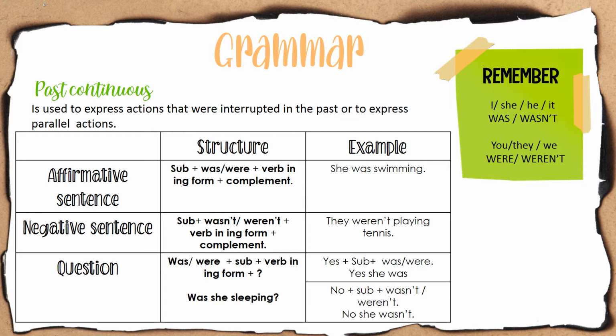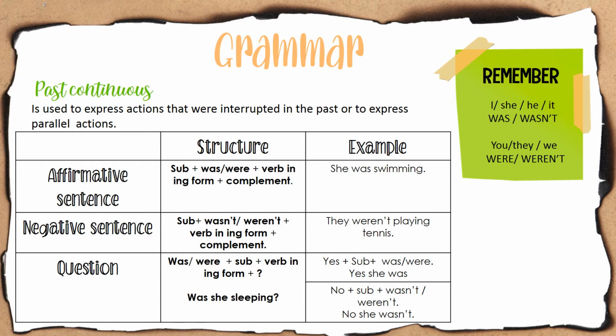In negative sentences, we are going to use the next structure: subject plus wasn't or weren't, plus verb in ing form plus complement. For example, they weren't playing tennis. For questions, the structure is was or were plus subject plus verb in ing form plus complement plus question mark. For example, was she sleeping?